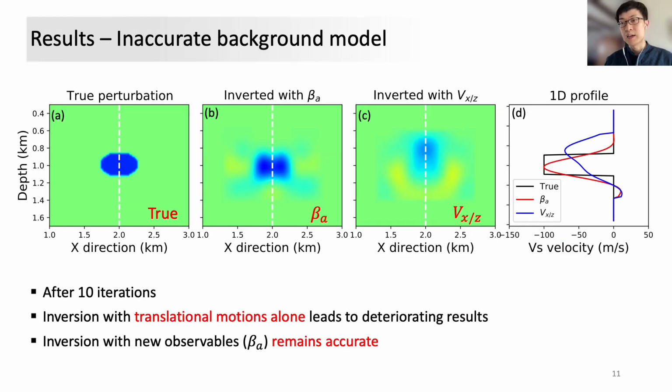This figure shows the true and inverted perturbations starting from inaccurate background models. The inverted structural anomaly from the velocity component is slightly shifted upwards and mixed with some artifacts, while that from apparent S-wave velocities remains nearly as accurate as before. The 1D profile shown in Figure D gives a clearer comparison of the inversion results using translational and combined measurements. Given the above facts, we may say that apparent S-wave observables are basically unaffected by model inaccuracies that are not in the vicinity of our target areas.